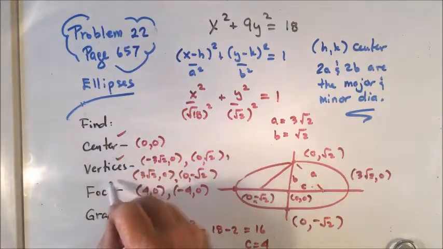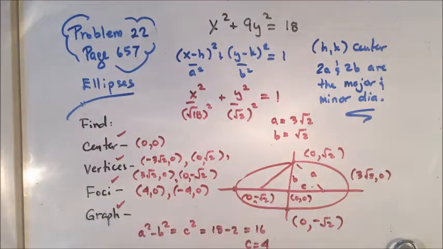We've got the center, we've got the vertices, we've got the focal points, and we have the graph. That's it for problem 22.